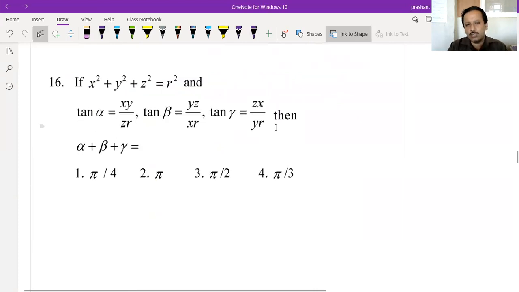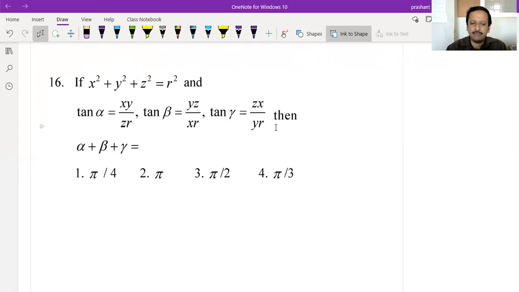So now let's go to the next question, 16th question. If x square plus y square plus z square is equal to r square, and tan alpha equal to xy by zr, tan beta equal to yz by xr, tan gamma is equal to zx by yr, then alpha plus beta plus gamma is equal to.